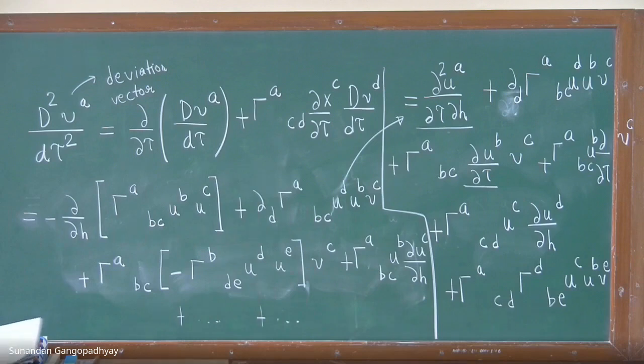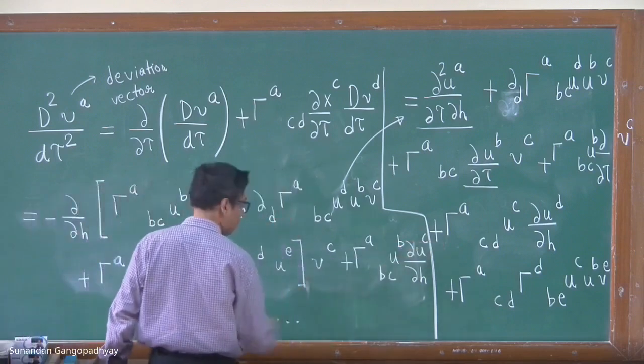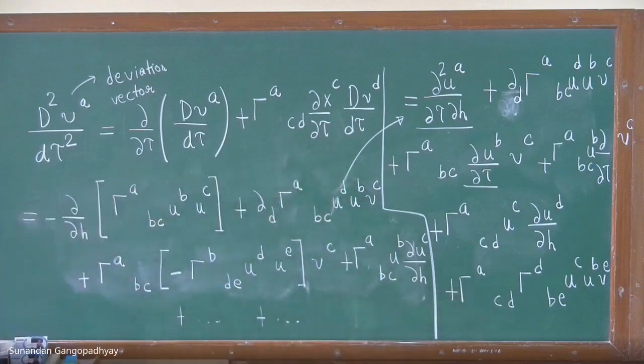Gamma A, B, C, U, B, del U, D, del H, gamma A, C, D, gamma D, D, E, U, C, U, B, V, E. So I am not writing this term. The dot dot dot stands for this one, and this one stands for this one. So please write it down in your notes. Okay, good. Now we have used all the necessary things, and small things need to be done.